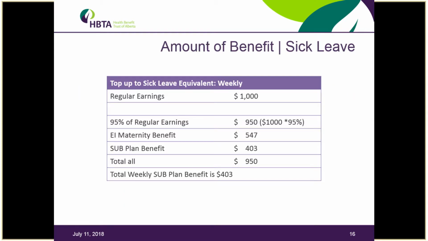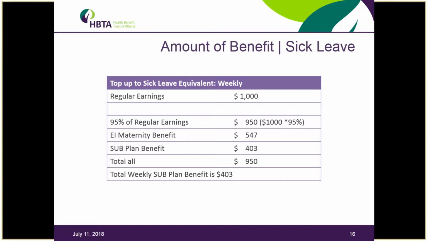Okay, so we're going to talk about some examples. We're going to talk about what the top-up looks like to the sick leave equivalent period. So let's say the employee's regular earnings are $1,000. What needs to happen is that for the subplan top-up, we need to come up with 95% of regular earnings. So that would be $950, which is 95% of 1,000.